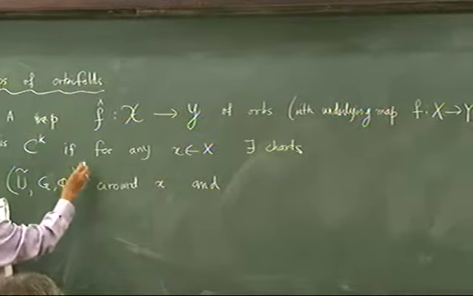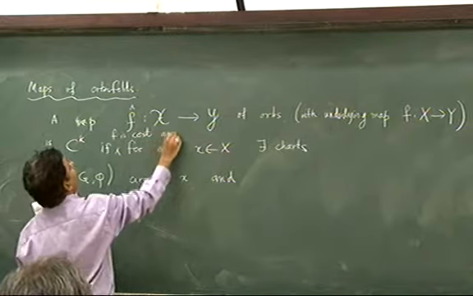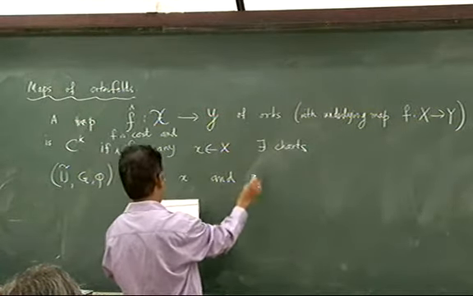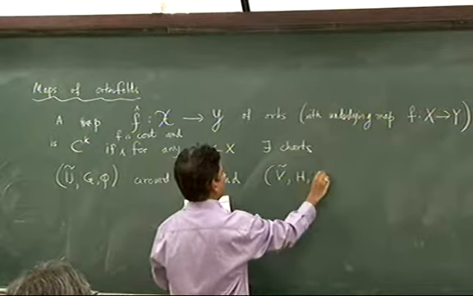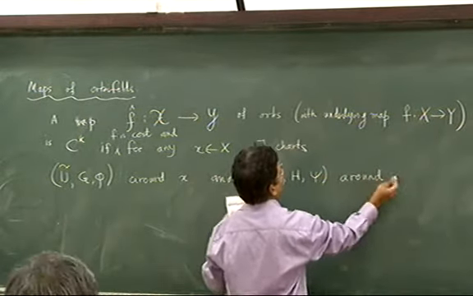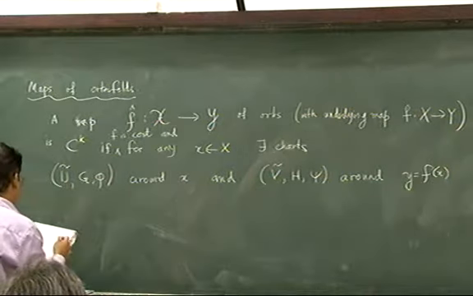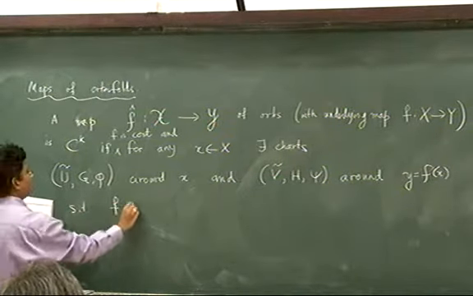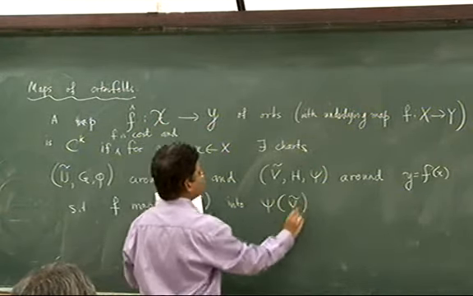First of all, F is continuous, and for any x in X there is a chart, and you have another chart around y, which is F of x, such that F maps phi of U tilde into psi of V tilde. So nothing there so far.